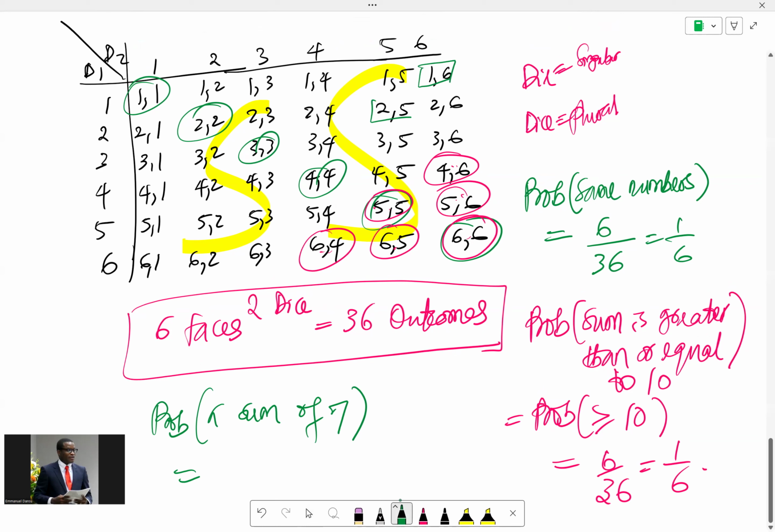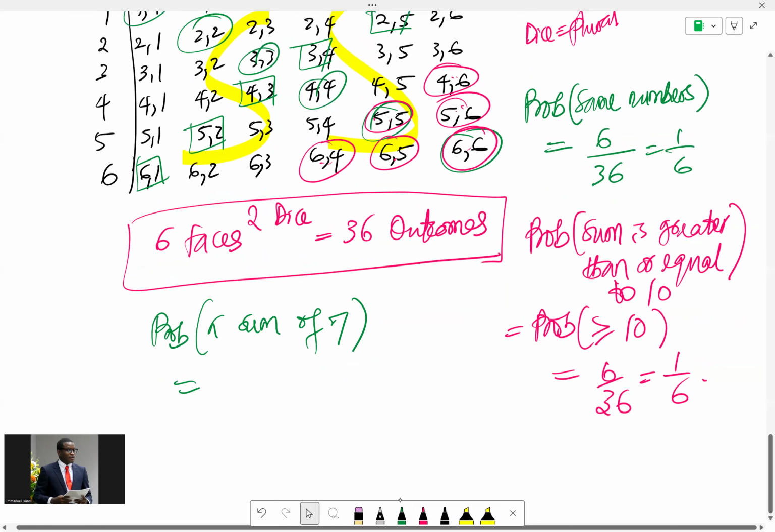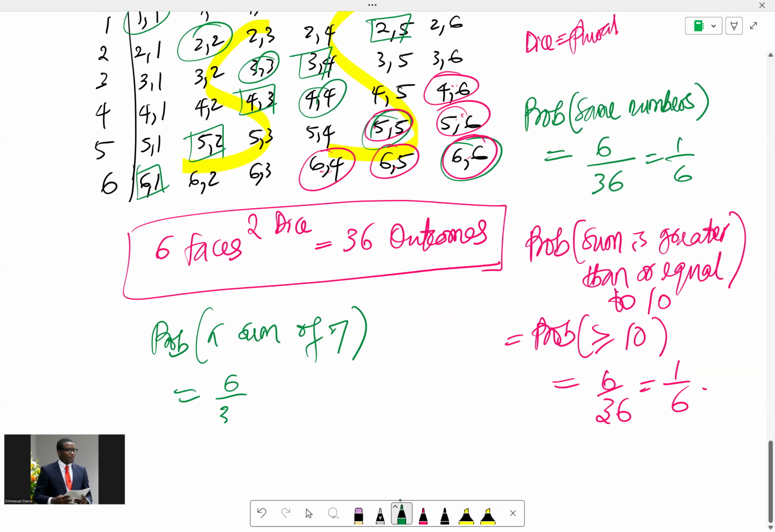That's 1 6, 2 5, 3 4, 4 3, 5 2, and 6 1. Any other chance to get 7? I doubt it. That's all. That's 1, 2, 3, 4, 5, 6. So 6 over 36, that's 1 over 6 again.